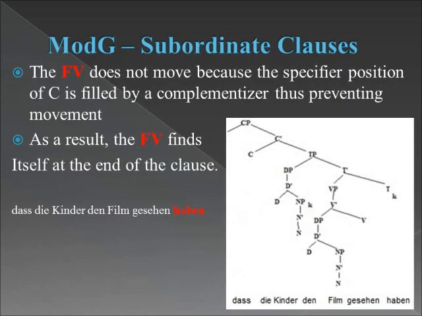So looking now again at subordinate clauses, we can see that the finite verb does not move because the specifier position of C is filled by a complementizer, thus preventing movement. As a result, the finite verb stands itself at the end of the clause. So, dass die Kinder den Film gesehen haben. Haben in this case cannot move up because the specifier of C position is blocked.